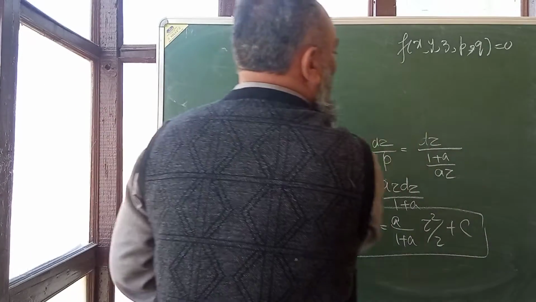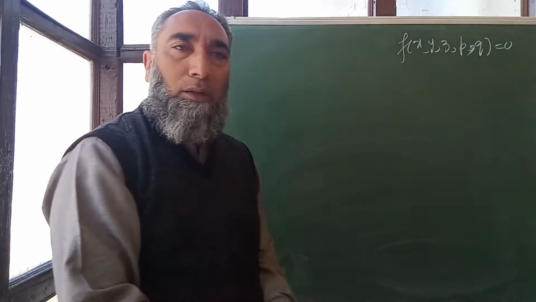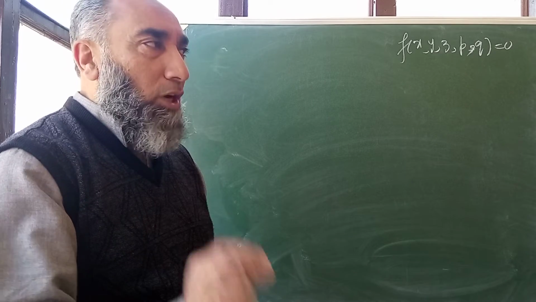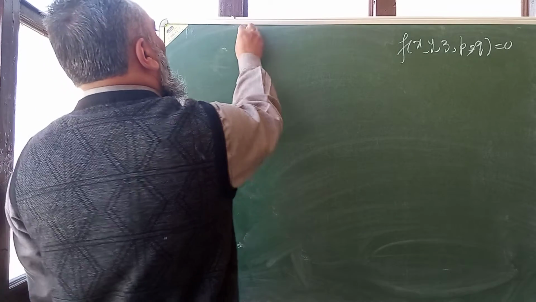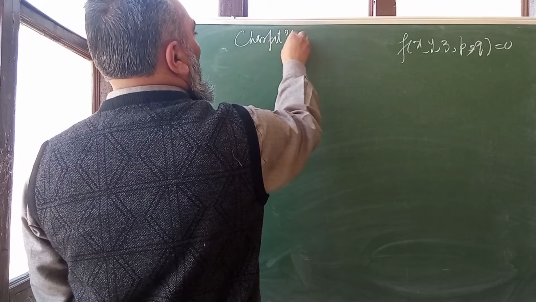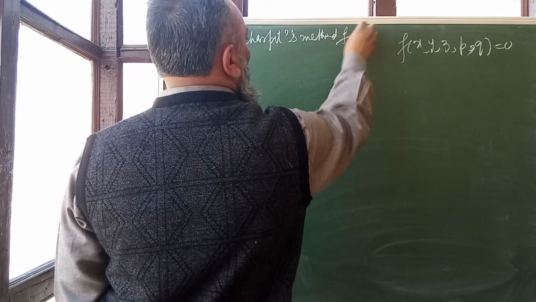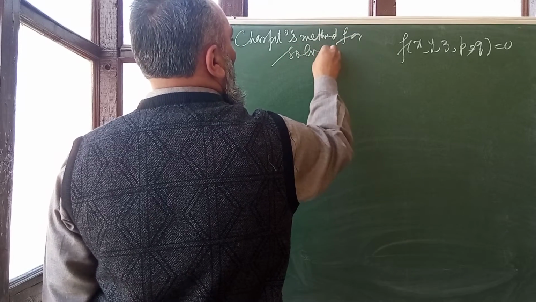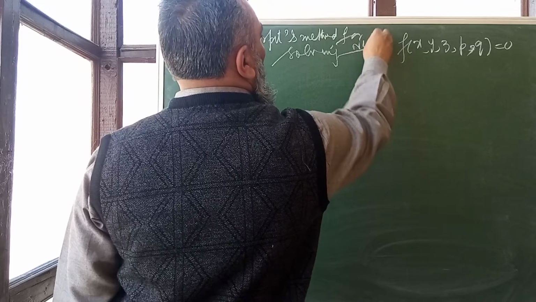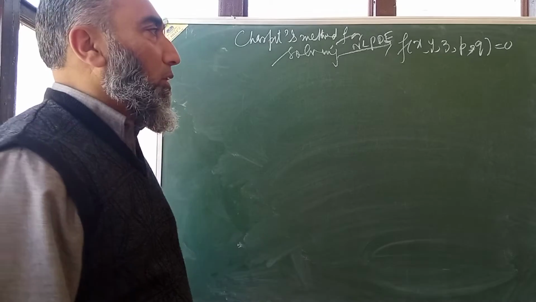Now, how to solve this is a very big article. I will not be showing this article, but I will be using Charpit's auxiliary equation only. Charpit's method for solving non-linear partial differential equation f(x, y, z, p, q) equals 0.